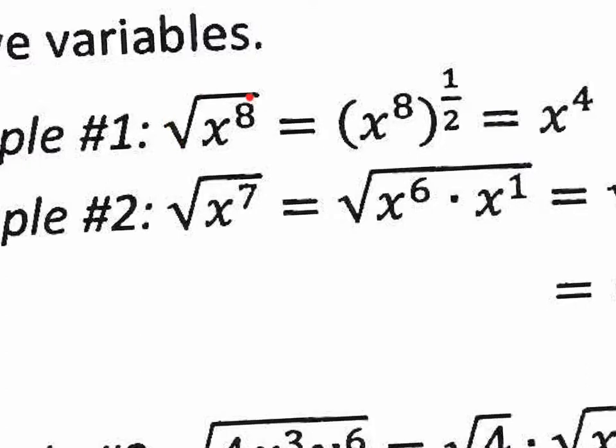If you have the square root of x to the 8th power, you're really going to rewrite this square root as the power of 1/2. So you have x to the 8th to the power of 1/2. When you have a power to a power, what do you do? You multiply. What's 8 times half? What's half of 8? 4. That's why your answer is x to the 4th. It's a very easy concept.